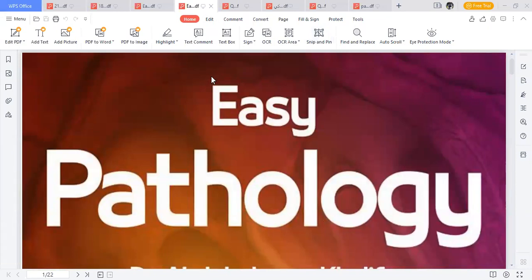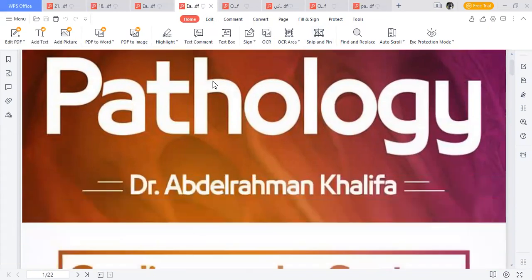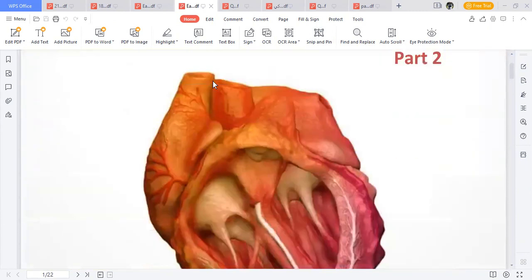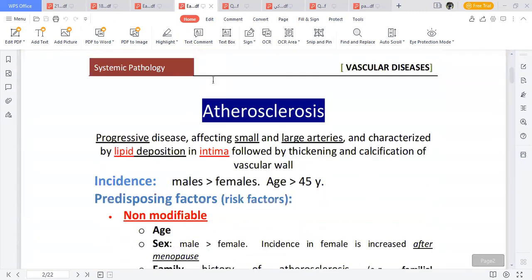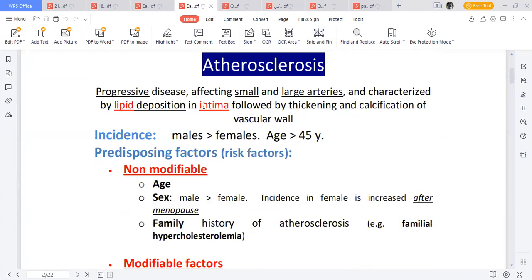So this is the book I'm going to open, and this book is called Is Pathology. It's special because it is straightforward. Now I would like to start from atherosclerosis before we do the myocardial infarction, because atherosclerosis is what leads to myocardial infarction. That's what you should know.